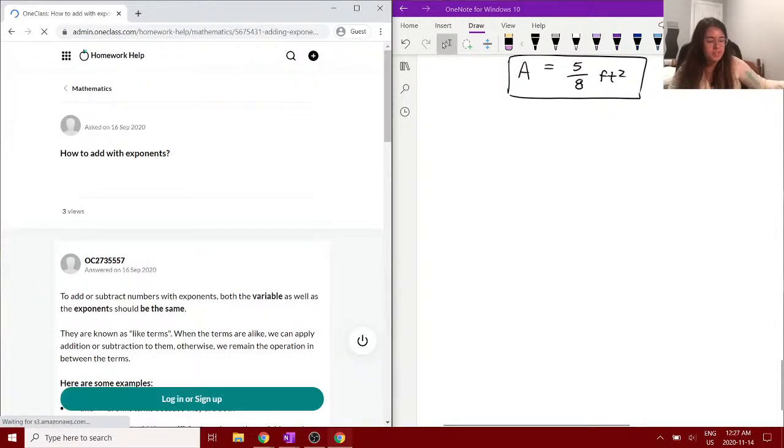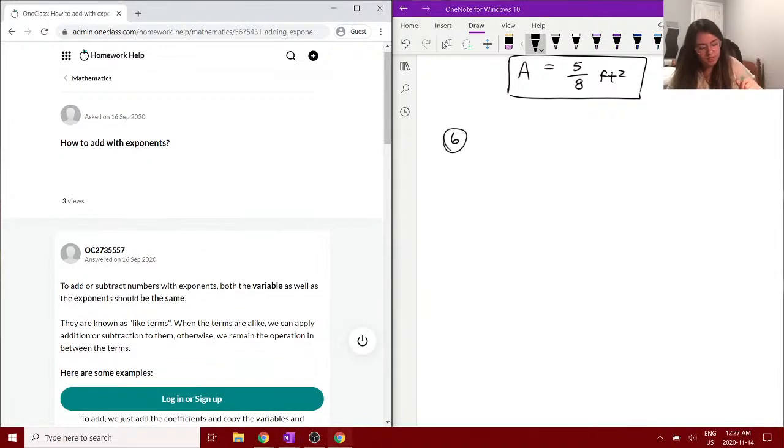Okay, question number 6. So this question is asking us how to add with exponents. Okay, so to add or subtract numbers with exponents, we need both of the variables as well as both of the exponents to be the same. When both the variables and exponents are the same, these are known as like terms. When the terms are alike, we can apply a subtraction or addition to them, but otherwise we cannot add or subtract them, okay?